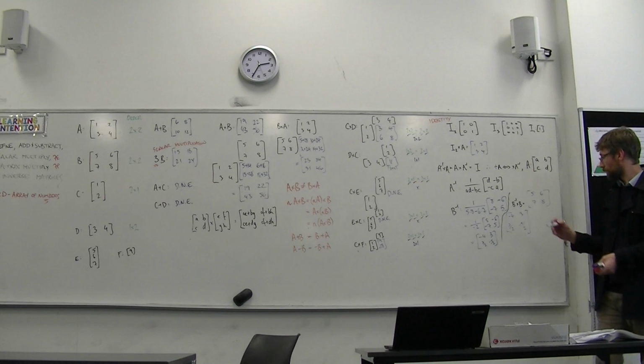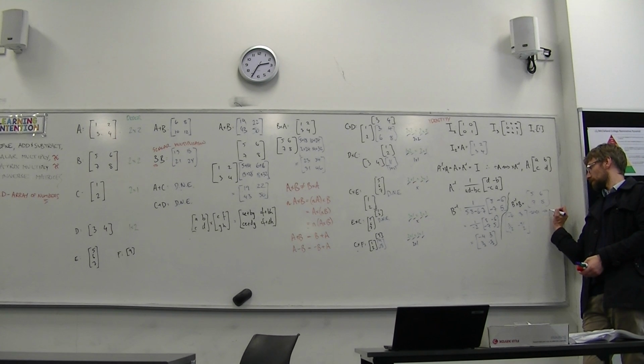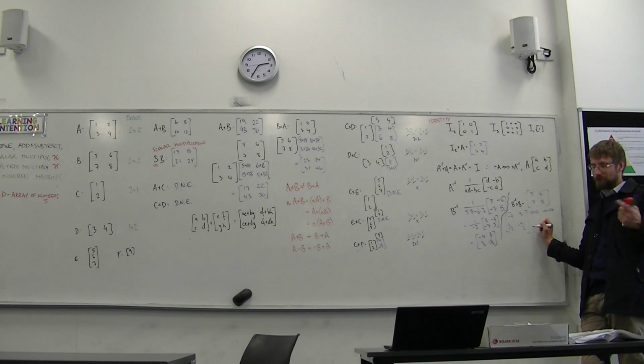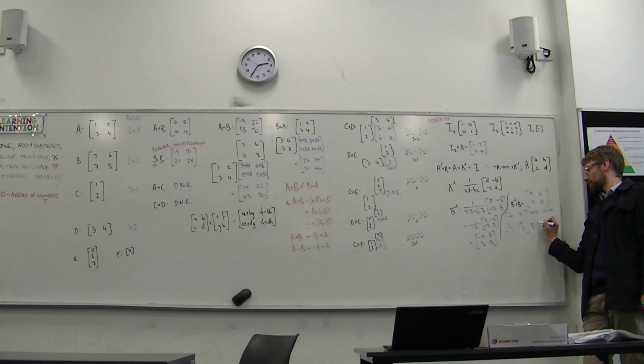Okay, this position, what am I going to get? Negative 20, positive 21. Negative 24, positive 24, so it's just going to be 0. Yeah, but you need to verify that it's going to be 0. 35 over 2, minus 34 over 2, 35 over 2.